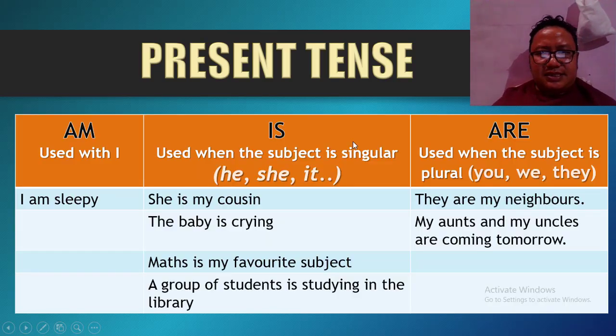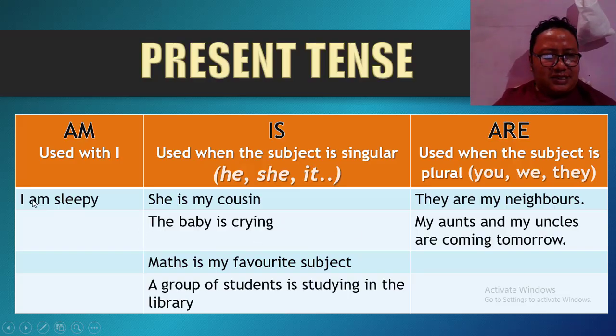Am, is, and are. Am is used with I. Is is used when the subject is singular: he, she, it, or a name. And are is used when the subject is plural, like you, we, and they.